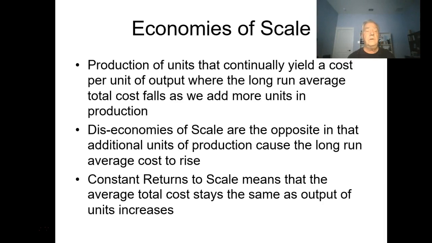Constant returns to scale means that the average total cost stays the same as the output of a unit increases. So you can have economies of scale where you're improving. You can have diseconomies of scale where you're not improving and you're actually losing and your costs are rising. Or you can have constant returns. This is where your cost is staying constant, and you're probably in good shape.